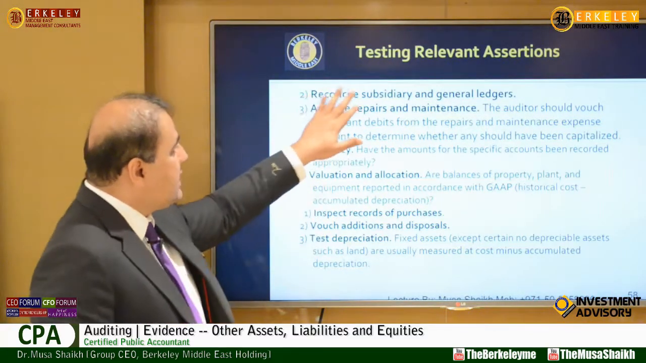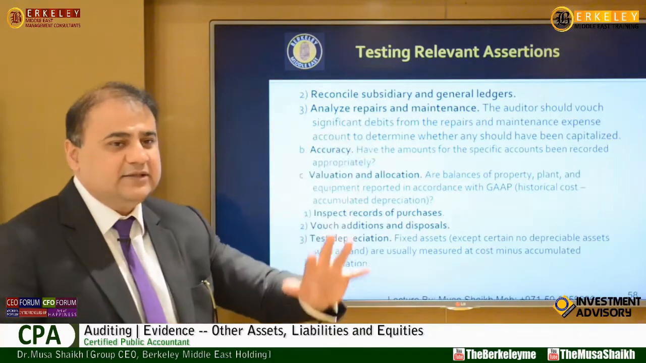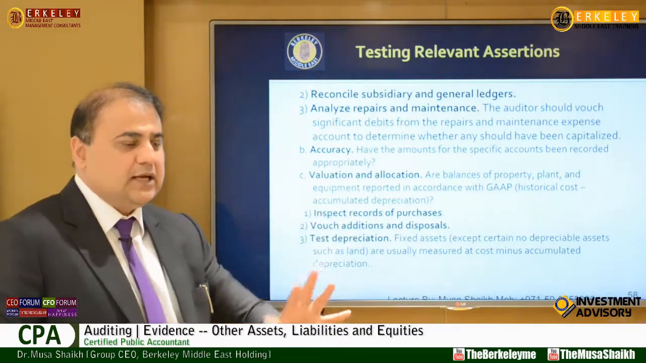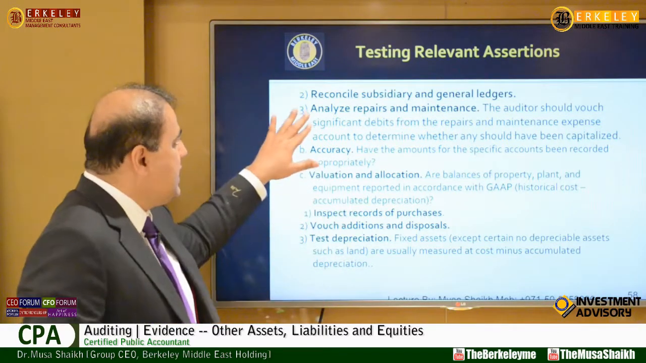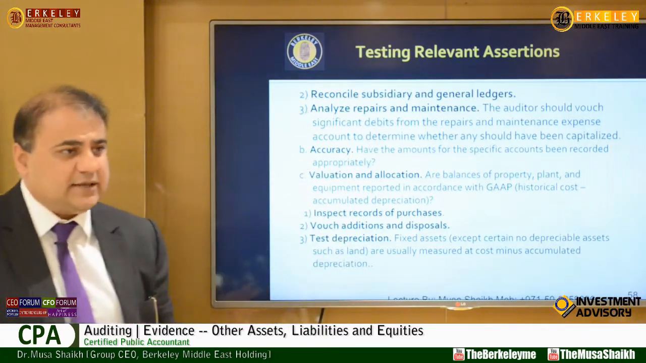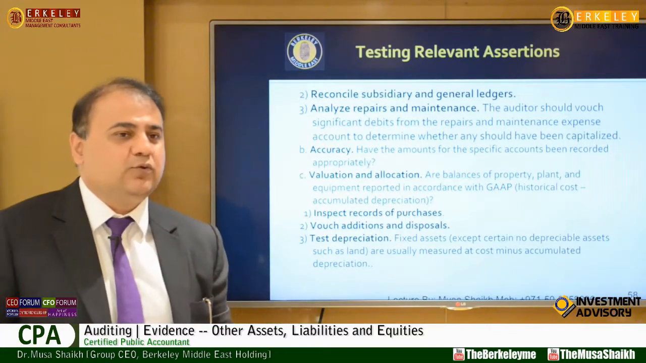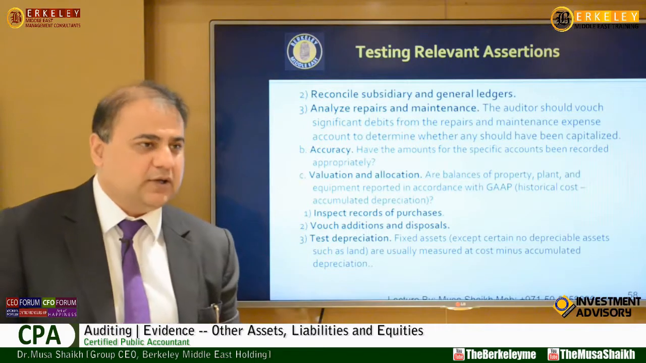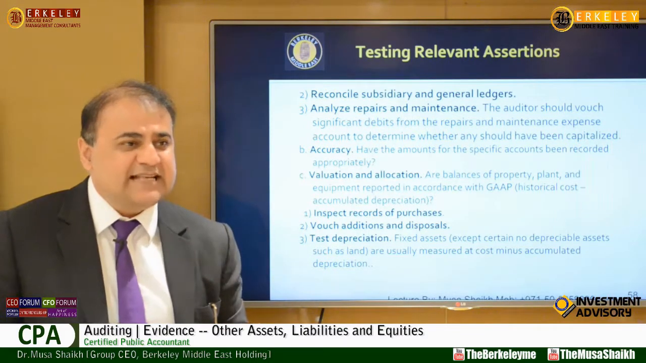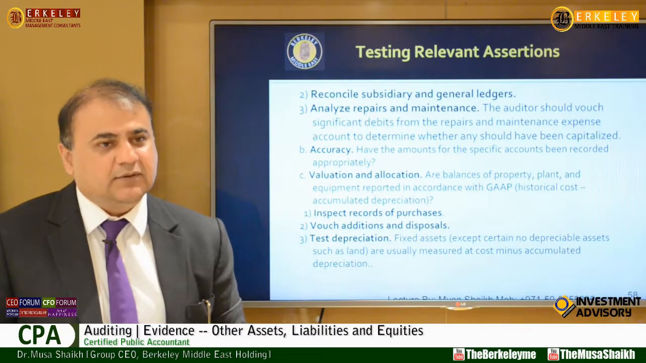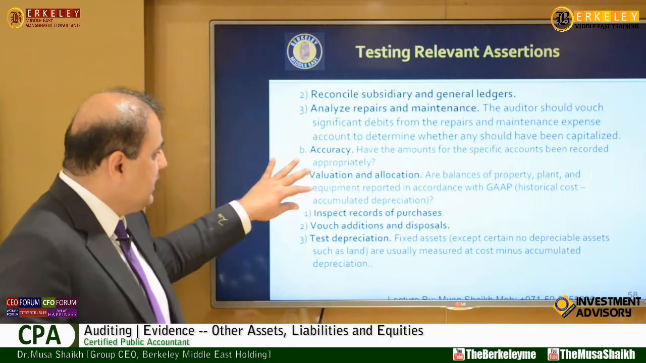We will reconcile the subsidiary ledgers with the general ledgers because the asset register will have a lot of assets and then the total balance will be in the general ledgers. Analyze repair and maintenance. Are they too huge? Are they going to value it properly or not? You did a repair and you put it as asset addition. So we have to see classifications as well, valuation and allocation.